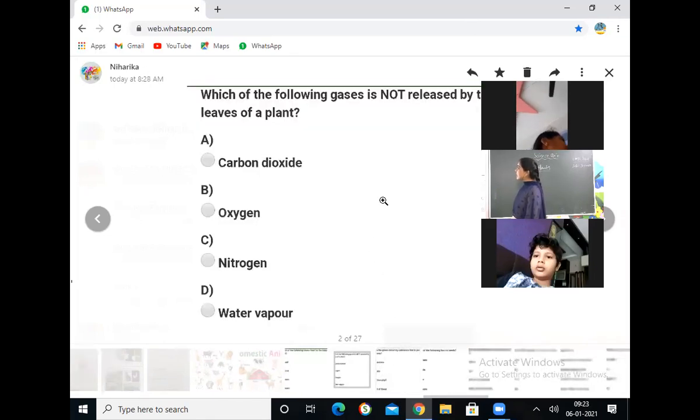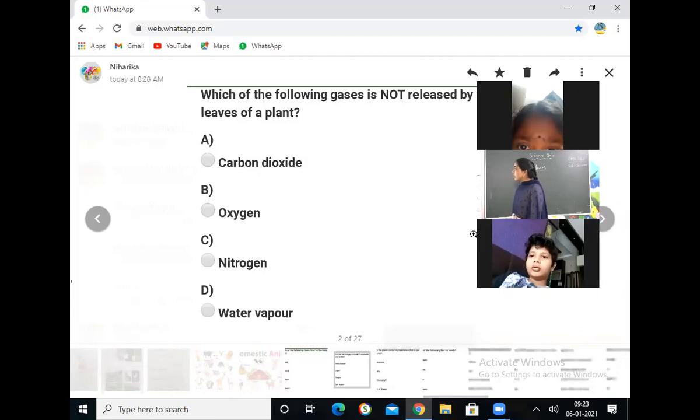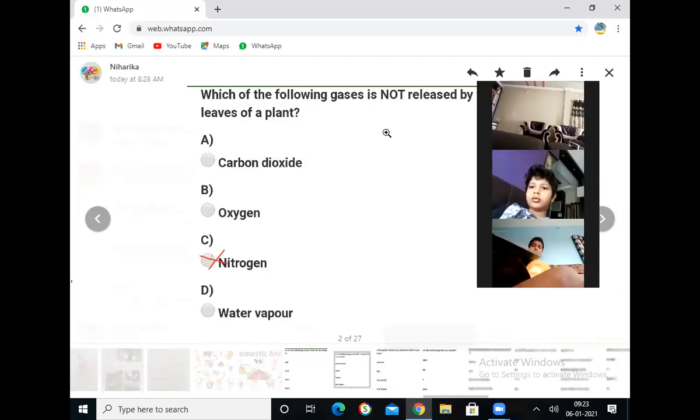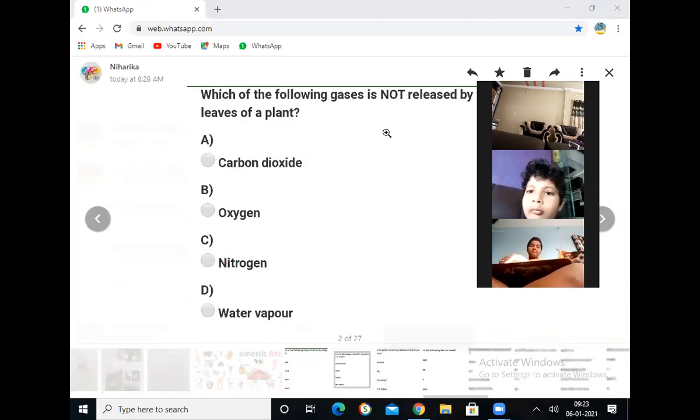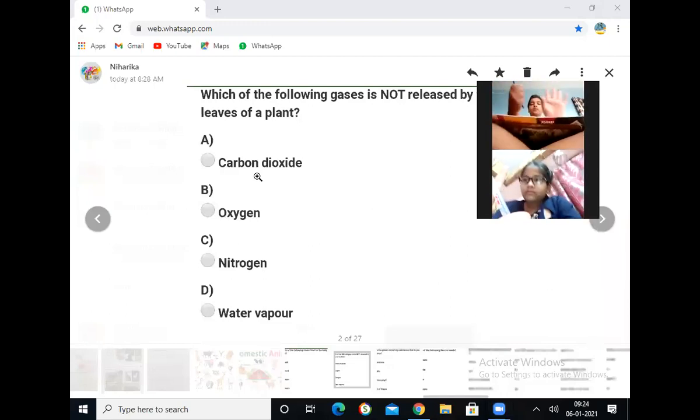Which of the following gases is not released by the leaves of the plant? Carbon dioxide, oxygen, nitrogen, and water vapor. Don't write anything on the screen. Which of the following gases is not released from the leaves of the plant? Yes, Avisha, answer please.